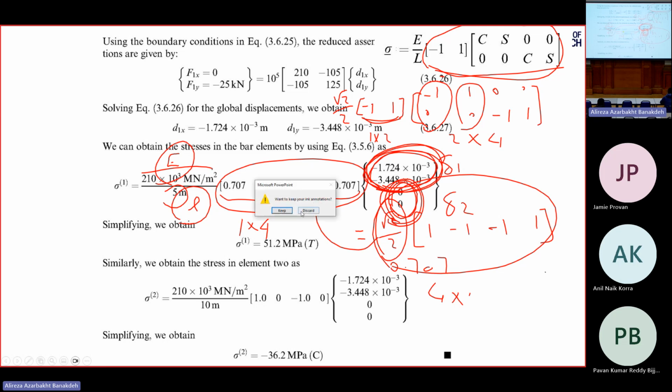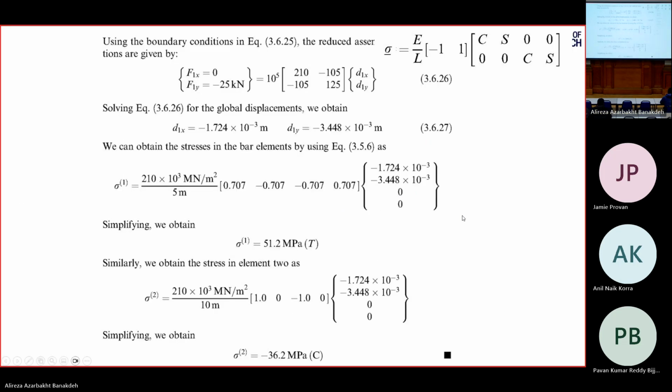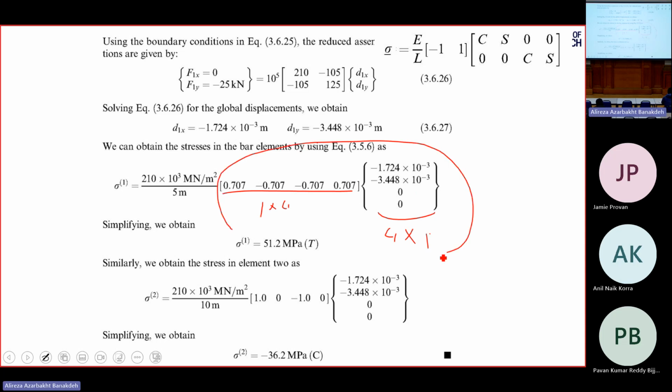Let me clear up a little bit. This vector is 1 by 4. This is 4 by 1. The result of multiplication of these two should be 1 by 1, a scalar. It's not a matrix, it's not a vector. So this is a scalar. The final is a number, which is this one. Right? The same for sigma 2.